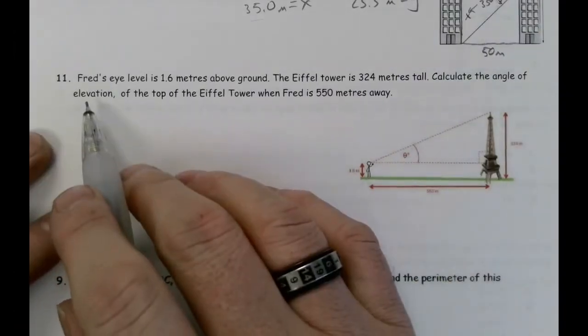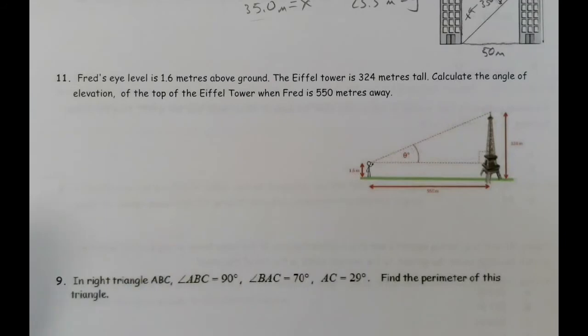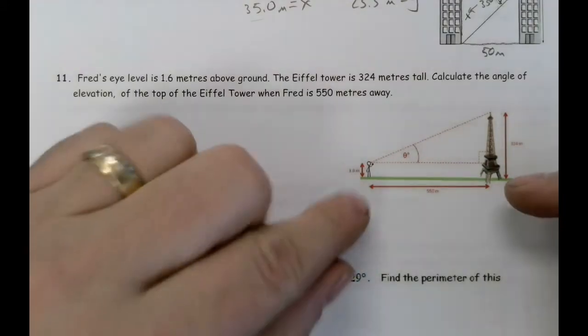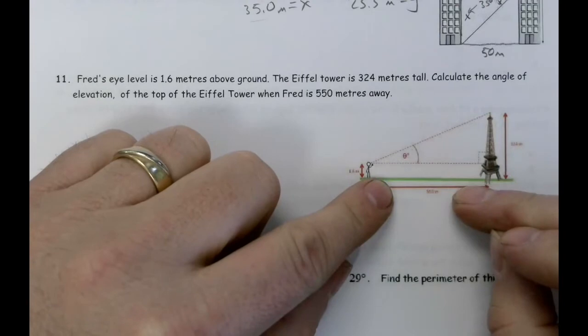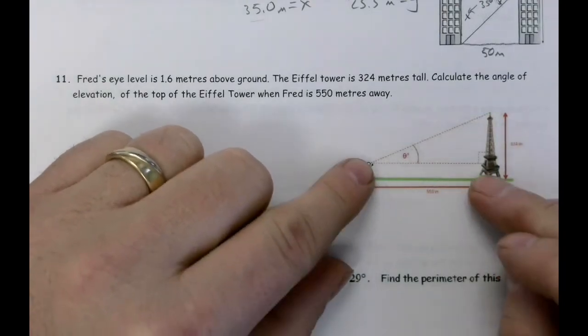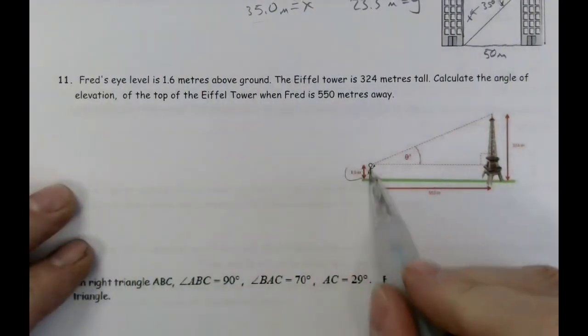So in this problem here, we read Fred's eye level is 1.6 meters above the ground. And as soon as I read that, that reminds me of a question we did not too long ago about the peregrine falcons, where we took the bottom of the triangle and we moved it up. So I think that's going to be an important number here.